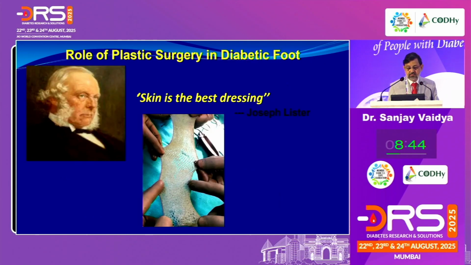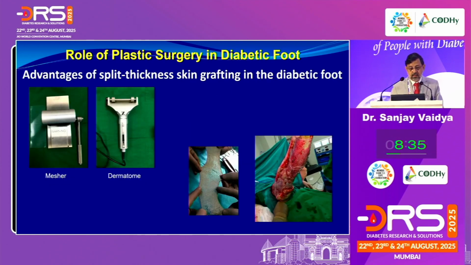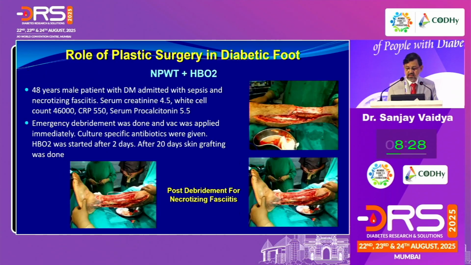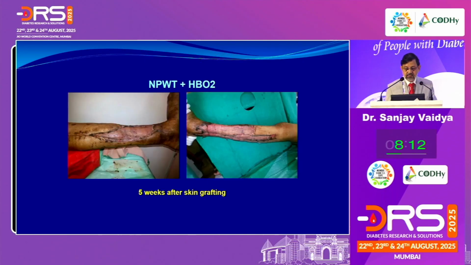As you can see, another example. As Lister said, skin is the best dressing. So split thickness graft, of course, is our workhorse. As you can see, I of course prefer to have an electrical dermatome and a mesher, which makes life easy. As you can see, a very nicely meshed graft there. And this was an extensive debridement which was carried out in necrotizing fasciitis with a CRP of 550 and a count of 46,000. And of course, the patient underwent negative pressure wound therapy or VAC therapy along with hyperbaric oxygen. And within 15 days, he was ready for skin grafting.